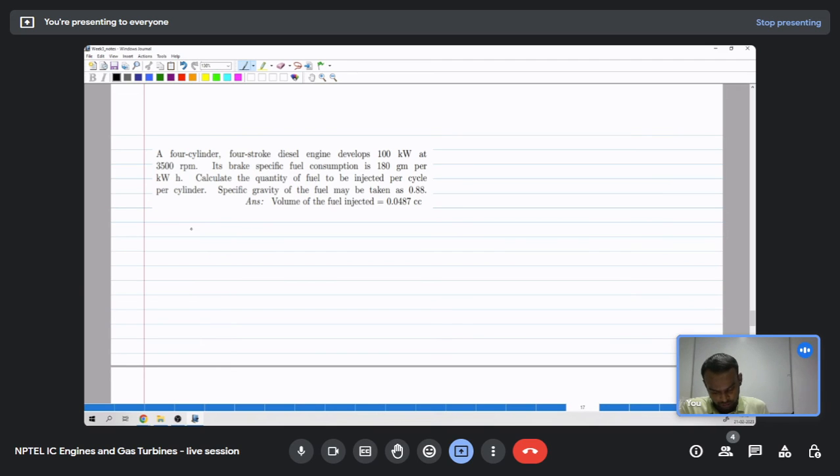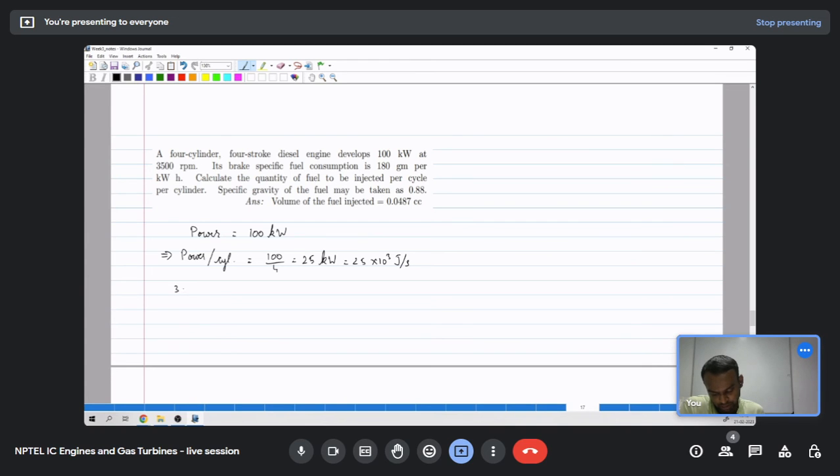It is a 4-cylinder engine. The total power is 100 kilowatt. That means power per cylinder is equal to 100 by 4, which is 25 kilowatt. That means it is 25 into 10 power 3 joules per second.